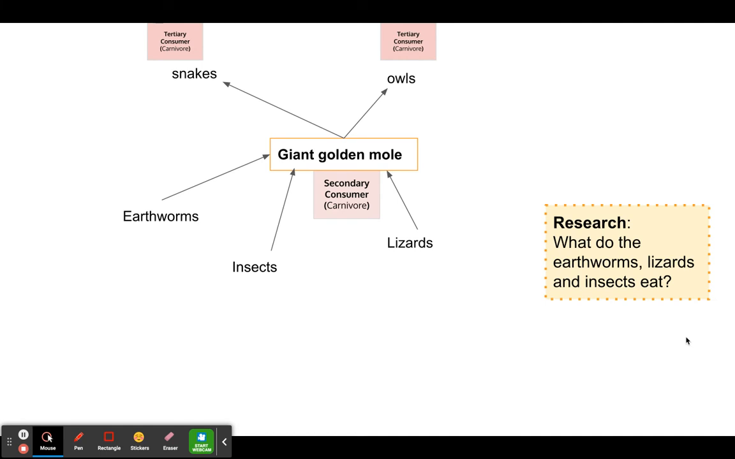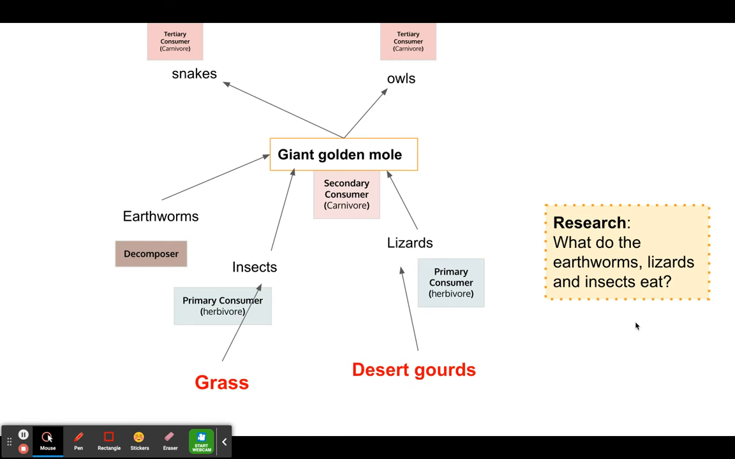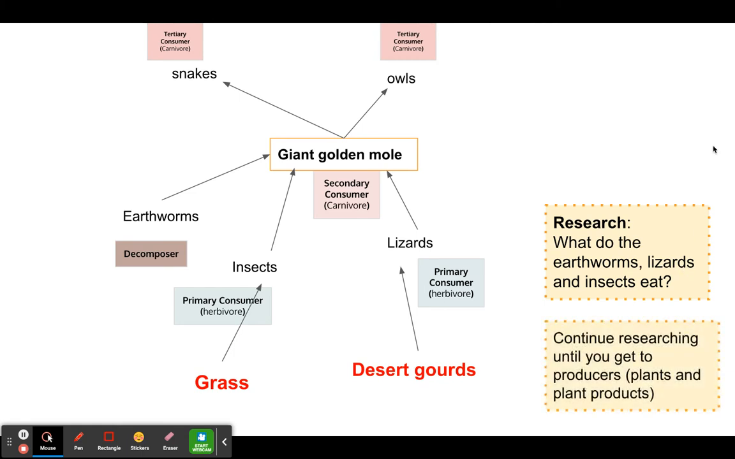The next level of research, I want to make my food web complete. So I have to find out what the lizards, insects, and earthworms eat. I found out that lizards often eat these desert gourds, and the insects will eat grass. You're going to keep researching until you get to the producers, which are plants and plant products like seeds or fruits. I know grass and desert gourds are both plants, so they are my producers.